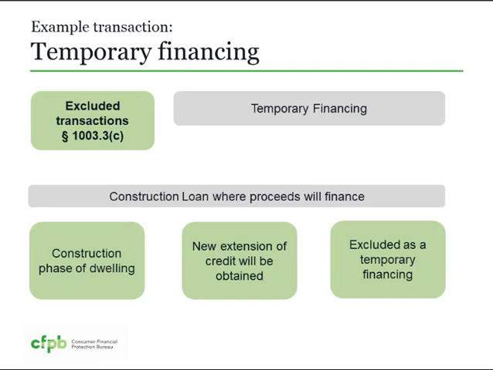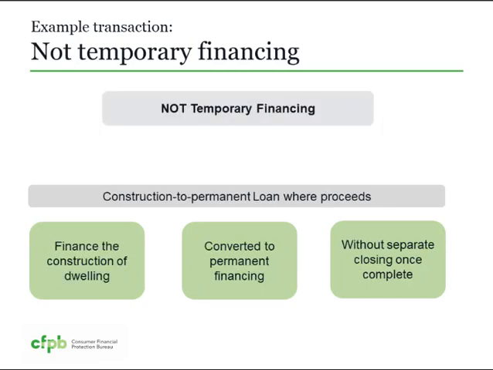A construction-only loan or line of credit is also considered temporary financing if the loan or line of credit is extended to a person exclusively to construct a dwelling for sale. On the other hand, if the transaction is a construction-to-permanent loan where the proceeds will be used to finance the construction of a dwelling, but the loan will automatically be converted to permanent financing without a separate closing once construction is complete, the transaction is not excluded as temporary financing.